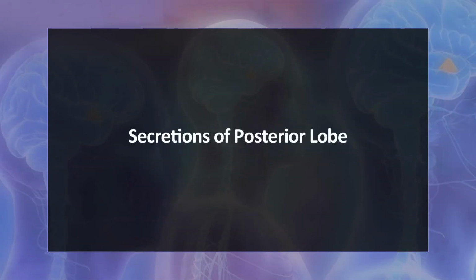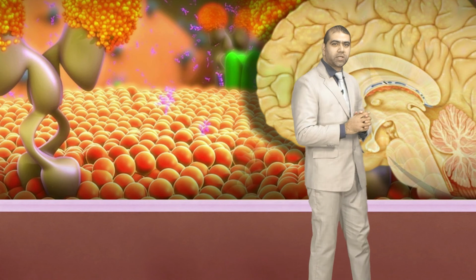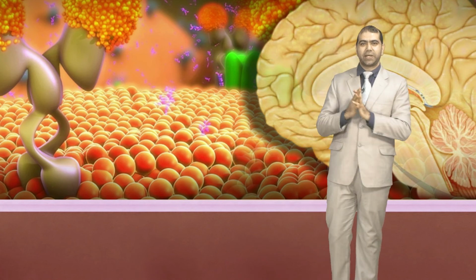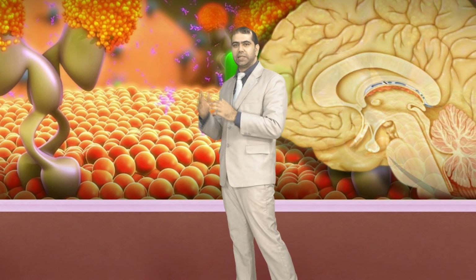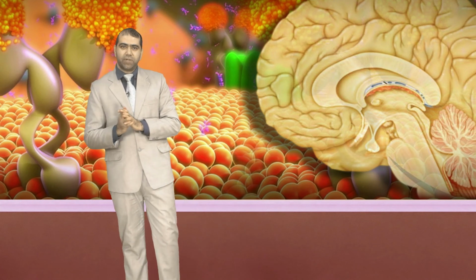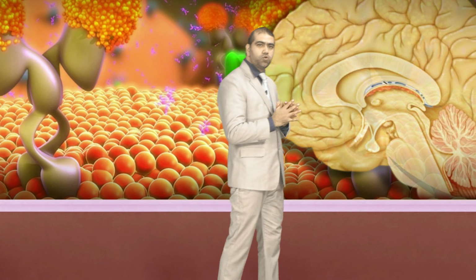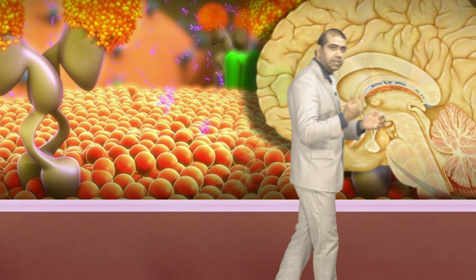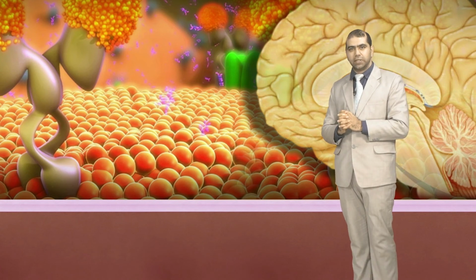Now, let us talk about the secretions of the posterior lobe. Remember, the posterior lobe does not synthesize hormones, but it contains a large number of unmyelinated nerve fibers. These fibers form the hypothalamic hypophyseal tract within the pituitary stalk. These neurons synthesize predominantly 2 non-peptide hormones that are 9 amino acids long, vasopressin and oxytocin.